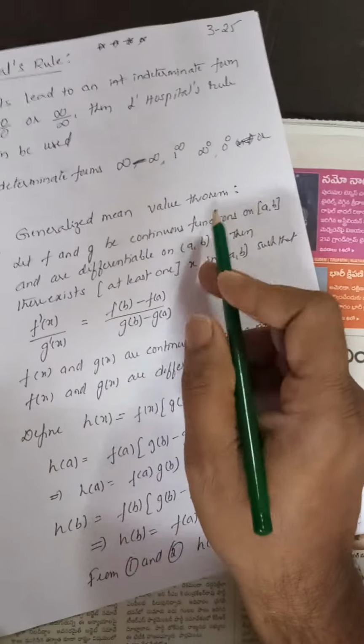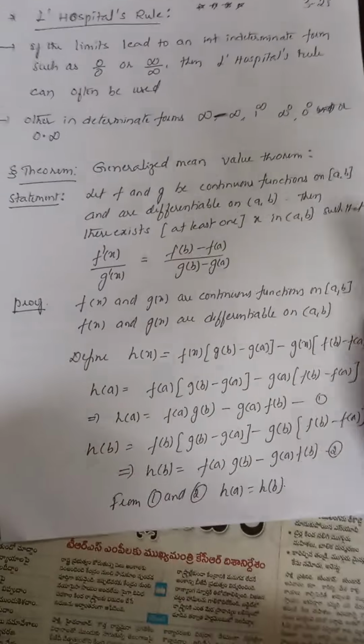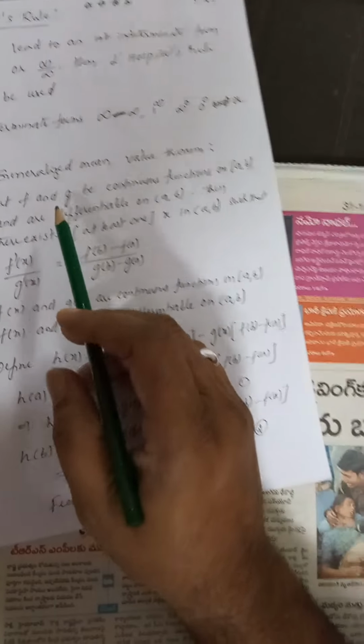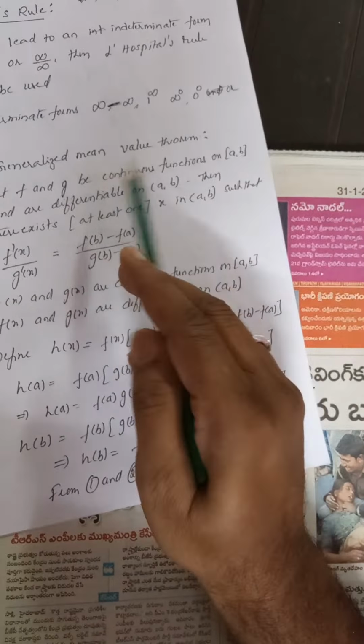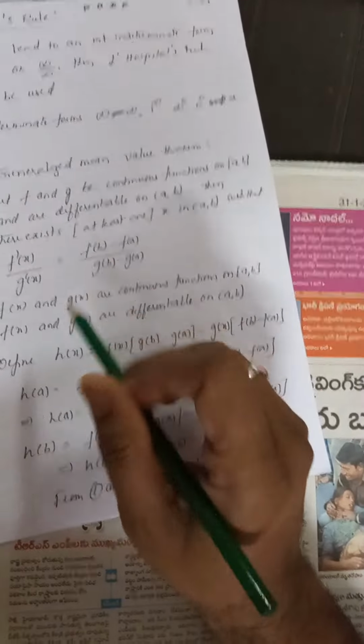Okay, now the generalized mean value theorem. The previous one is the mean value theorem. This is called the generalized mean value theorem. What is the statement and proof of the generalized mean value theorem? You have to write the statement.